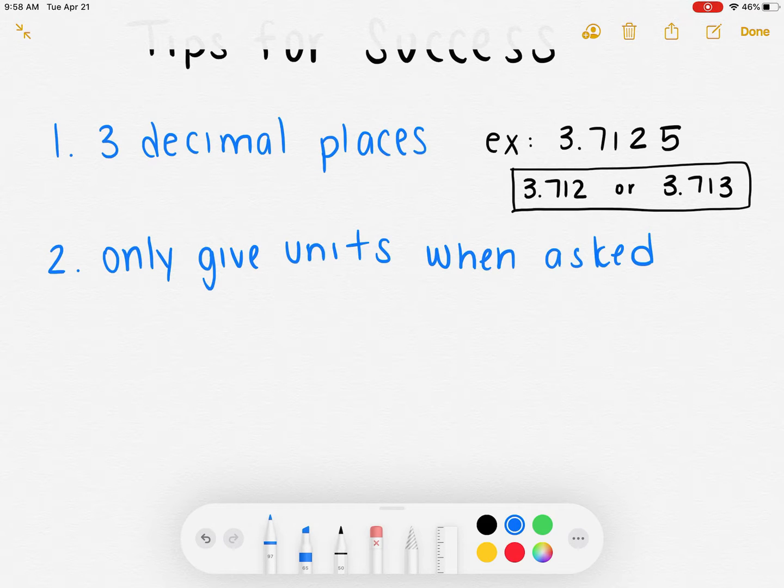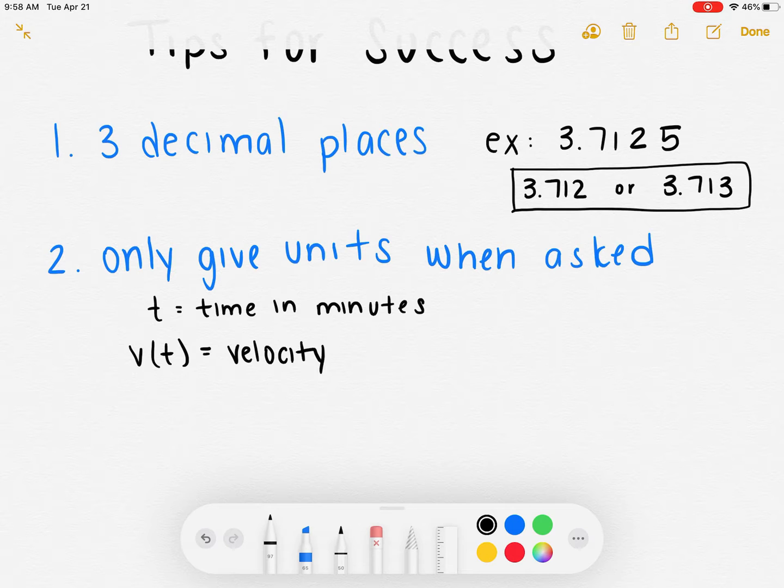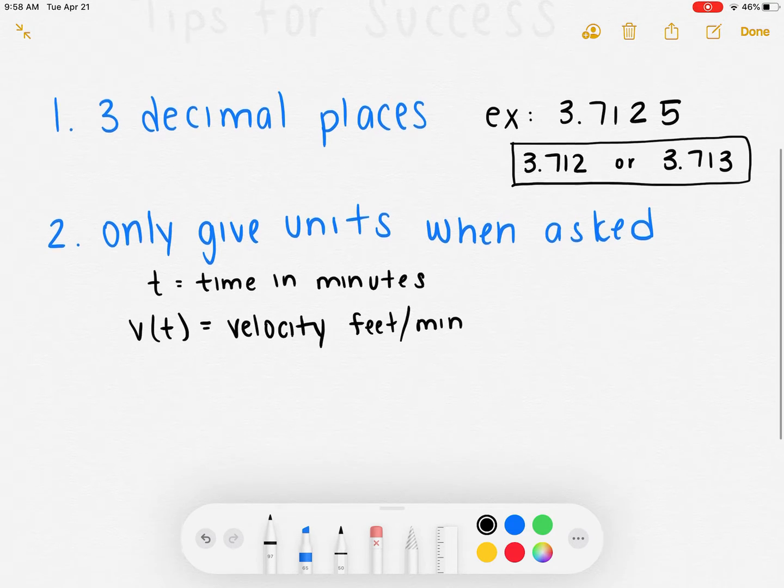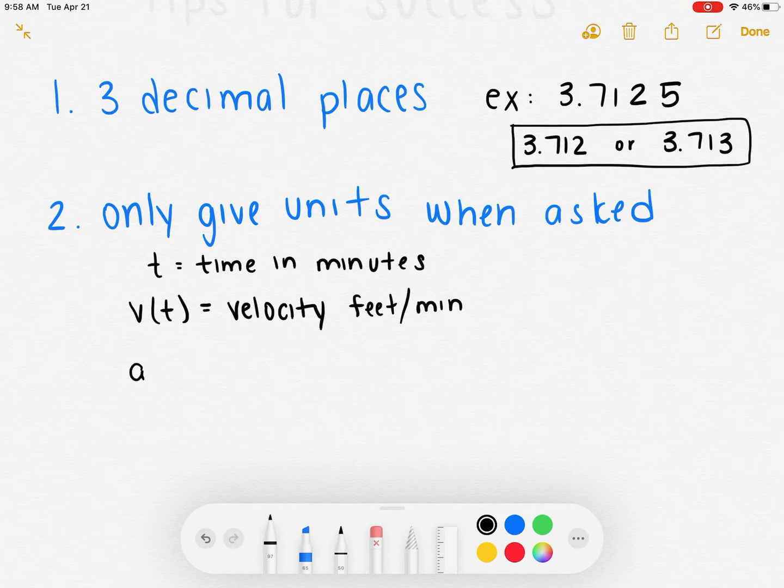The other thing to remember when working with units, for example, if they tell you t is time in minutes, and they say v of t is the velocity in feet per minute, and then they ask you to find the acceleration. The acceleration, a of t, would be v of t divided by t, or the slope of the velocity.